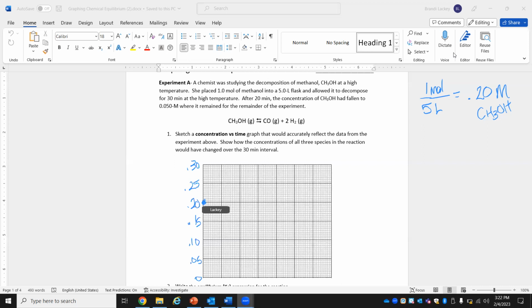So I'm going to make methanol blue. It tells us after 20 minutes, the concentration of methanol is 0.050. So on the bottom, we need time. I'm going to write it down below because I don't have a lot of room. Let's say that we break this into 5-minute increments because we're doing this over 30 minutes. So there's 5, 10, 15, 20, 25, 30, and 35.